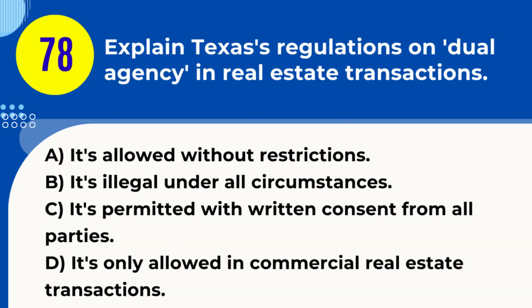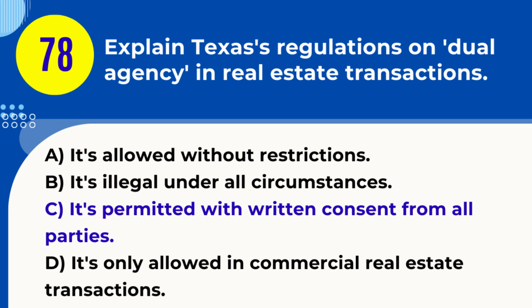Question 78. Explain Texas regulations on dual agency in real estate transactions. A. It's allowed without restrictions. B. It's illegal under all circumstances. C. It's permitted with written consent from all parties. D. It's only allowed in commercial real estate transactions. Answer: C. It's permitted with written consent from all parties.